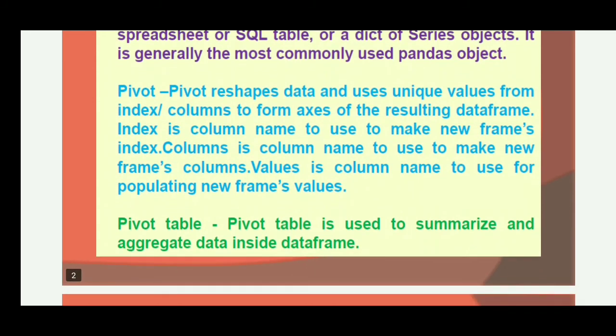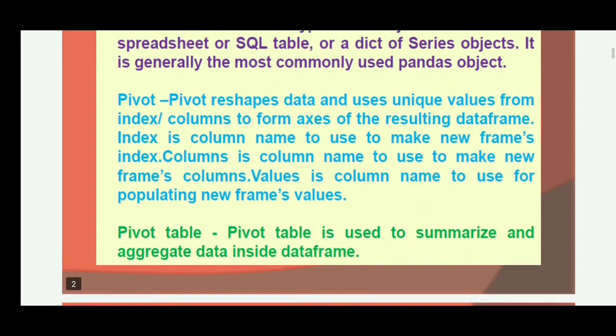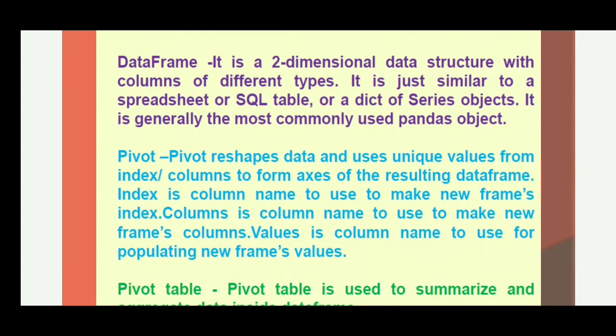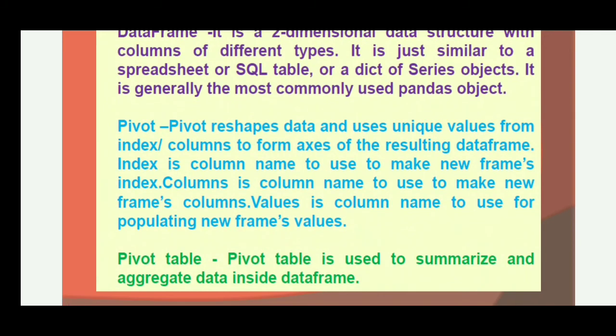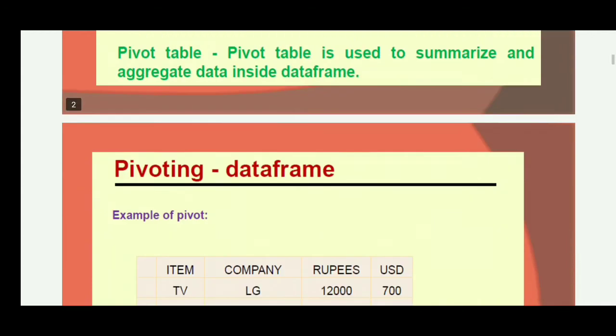Next one is pivot table. Pivot table is used to summarize and aggregate data inside a data frame. In short, when we create a data frame and want to arrange it in the form of rows and columns, there is use of a pivot. Pivot takes unique values, meaning it will not take duplicate values for showing. And pivot table is summarizing or aggregating data inside the data frame.